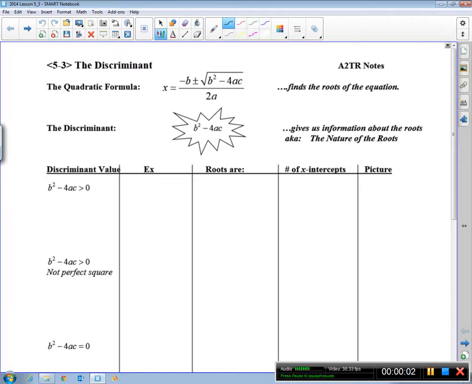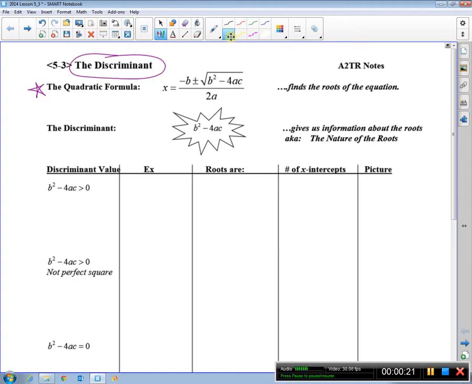Today we're going to talk about an expression that's known as the discriminant. So the discriminant comes from the quadratic formula. So first, let's review the quadratic formula.